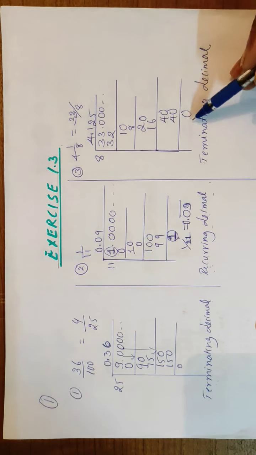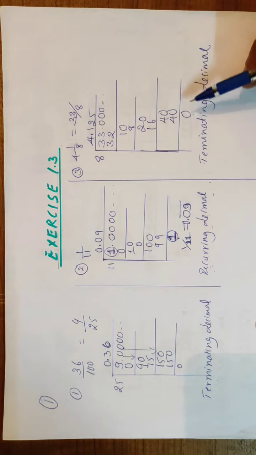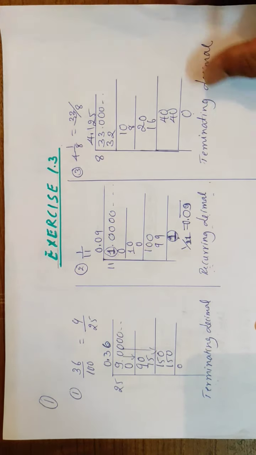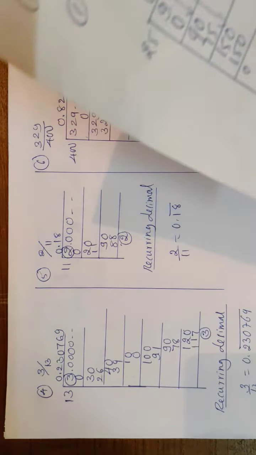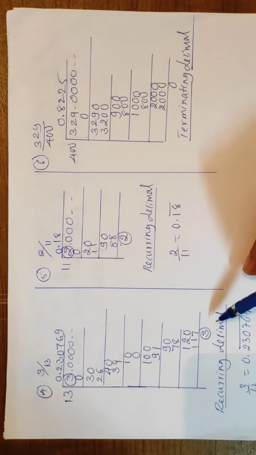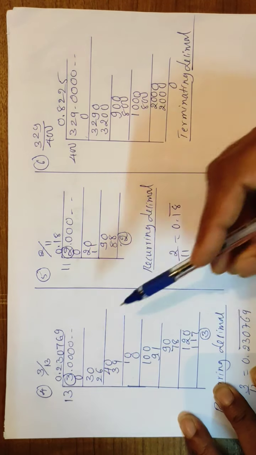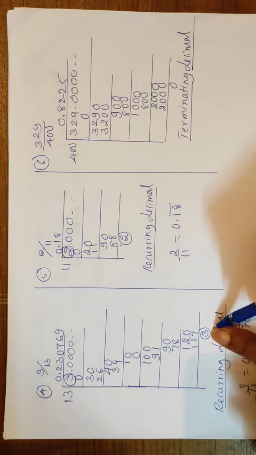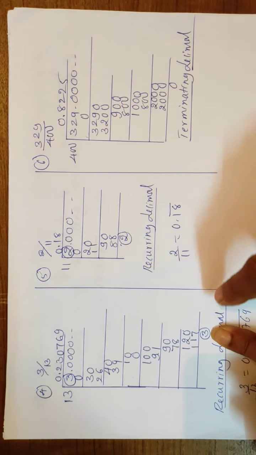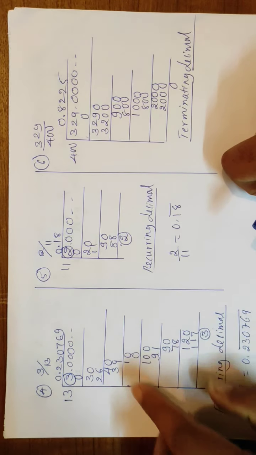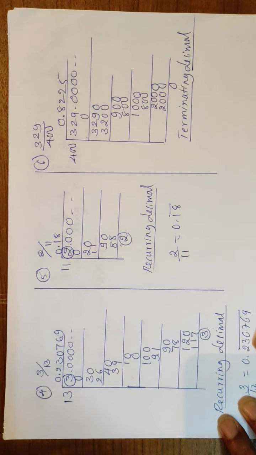Here the remainder is 0, so this number has terminating decimal expansion. Here we started with 3. We started dividing 3 and we obtained 3 as remainder at this stage. So you can say that the whole thing will recur and the repeating block has 6 digits.